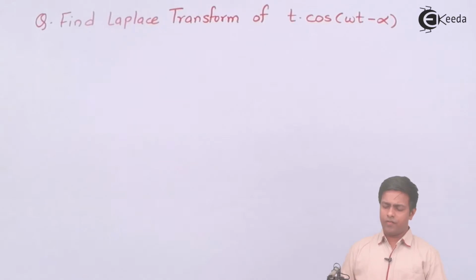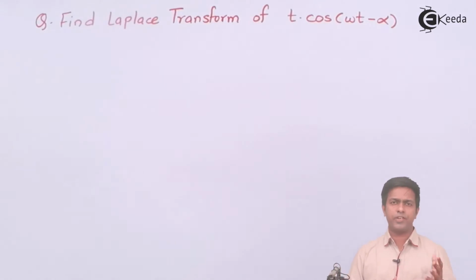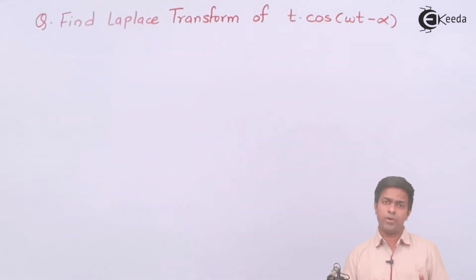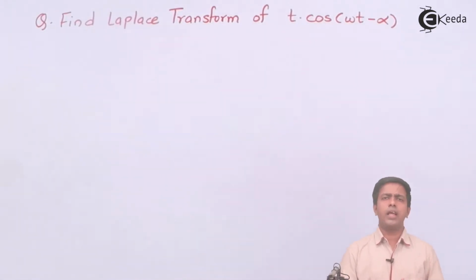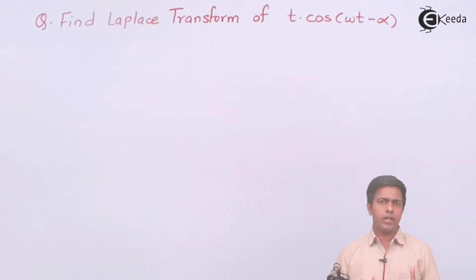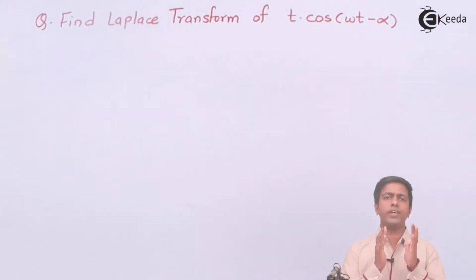So here we have a function t into cos of omega t minus alpha, and for that we have to find out the Laplace transform. So guys, I'm sure that you have seen my previous video, that is problem 1 on Laplace transform by using multiplication by t property. There I've explained that whenever we get a function f of t, and we want to solve it, the first thing is to identify the property.